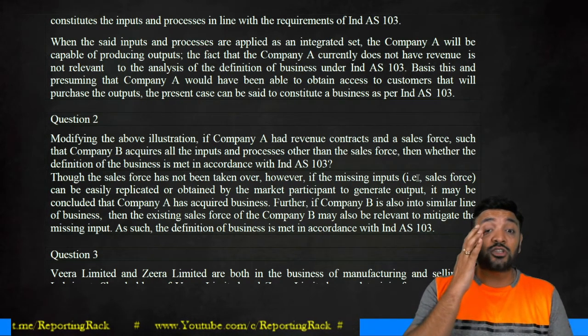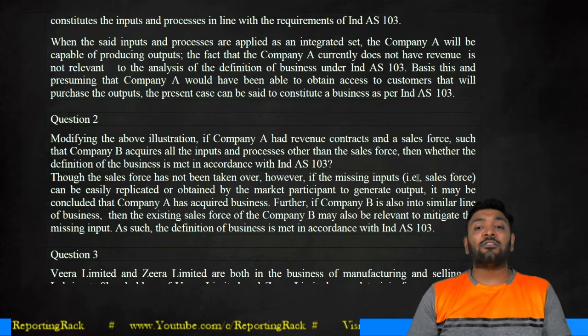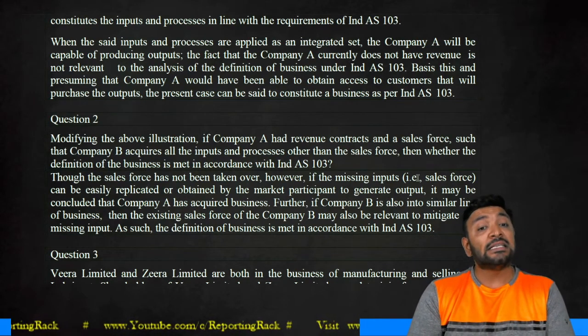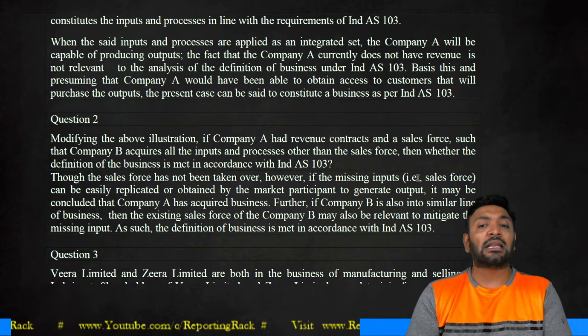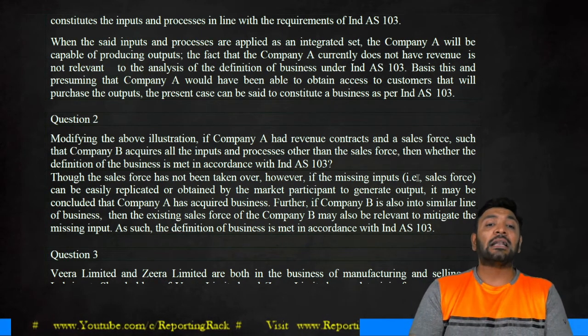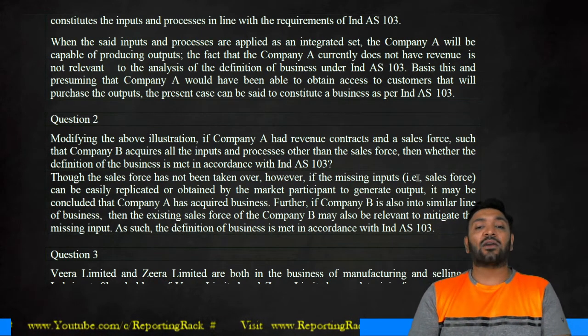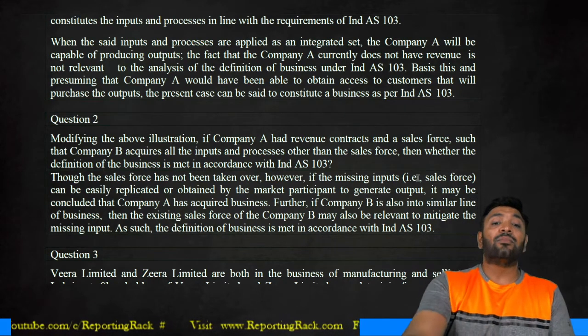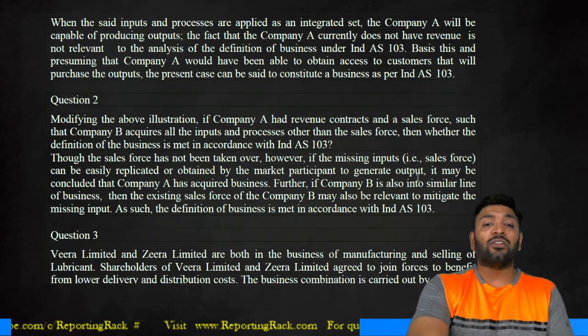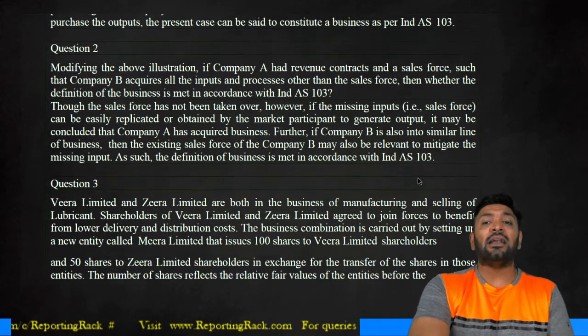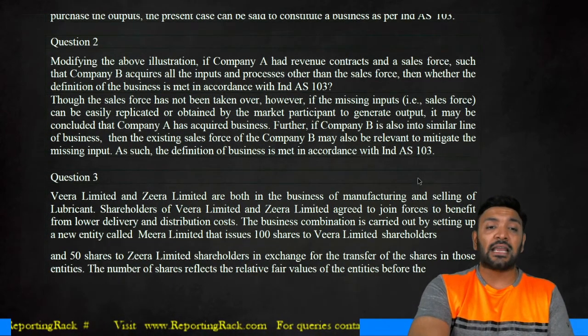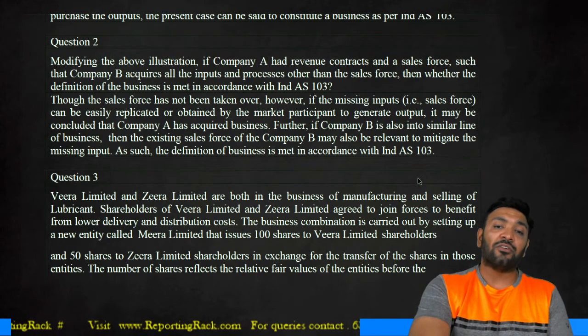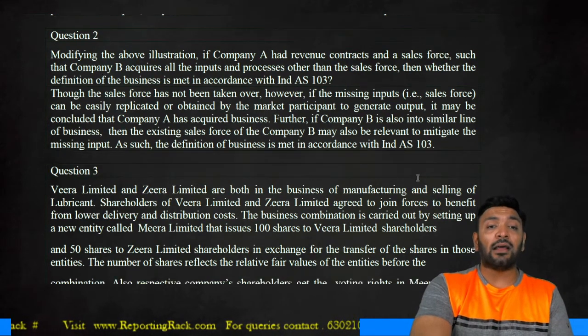Though the sales force has not been taken over, if the missing inputs can be easily replicated or obtained by a market participant to generate output, it can be concluded that B has acquired a business. Further, if Company B is in the same line of business, then the existing sales force of Company B may be relevant to mitigate the missing input. As such, the definition of business is still met under Ind AS 103.